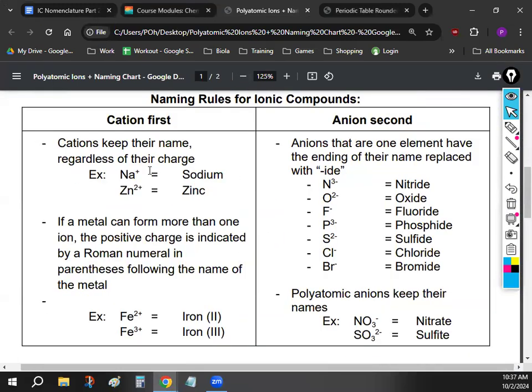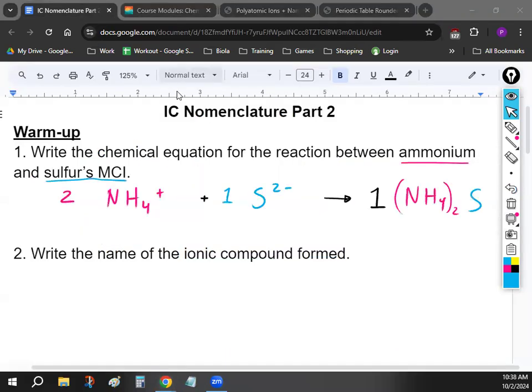All right, so the first thing we have to do is figure out, or we have to write down the cation. It says for the naming rules, the cations, they keep their names regardless of the charge. Okay, so the name of our cation right here is going to be ammonium, so we're just going to write ammonium. Okay, and we just get that from the polyatomic chart.